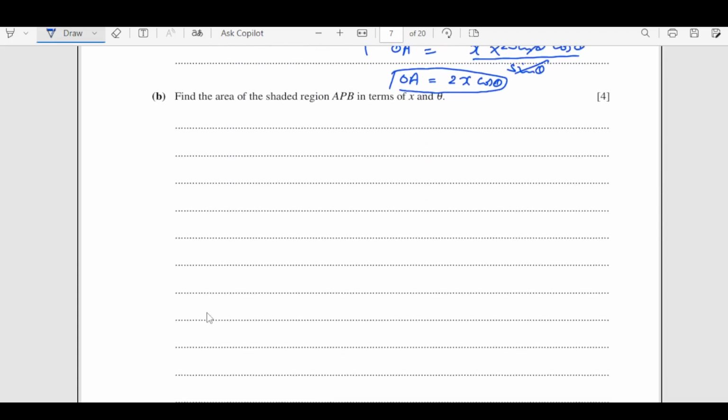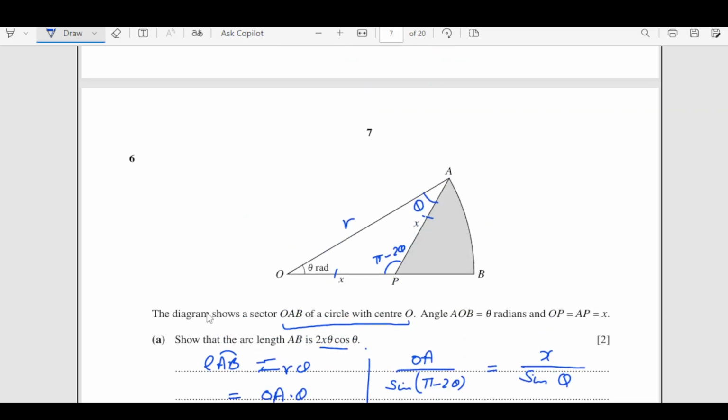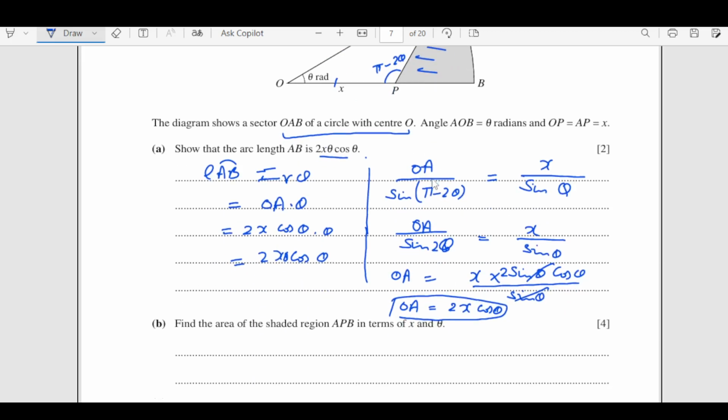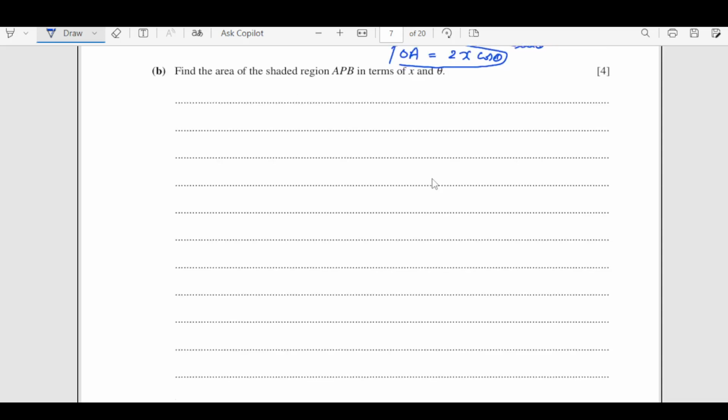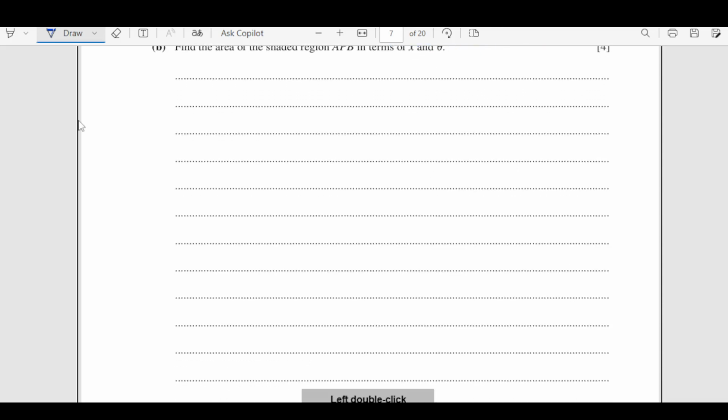Now, part B, find the area of the shaded region APB in terms of x and theta. So, we are looking for this shaded part. Now, we know the formula of the sector area. Sector area is half r squared theta when theta is in radian. So, we have half, and the radius we have got previously, 2x cos theta, squared, times theta, right. We have replaced r by this.